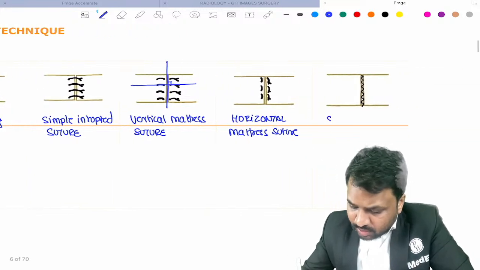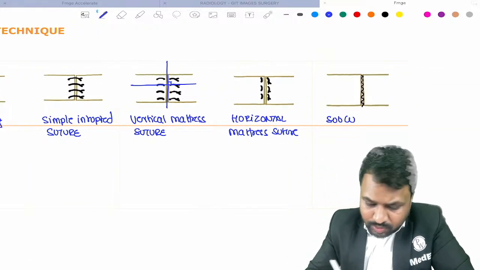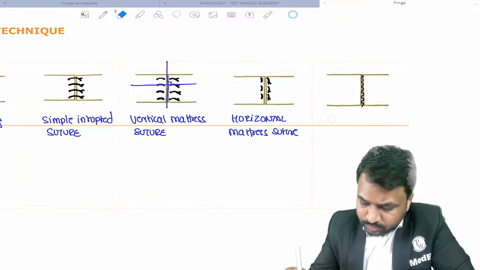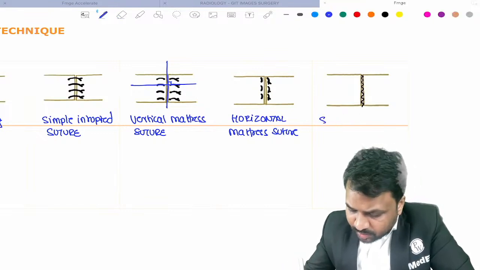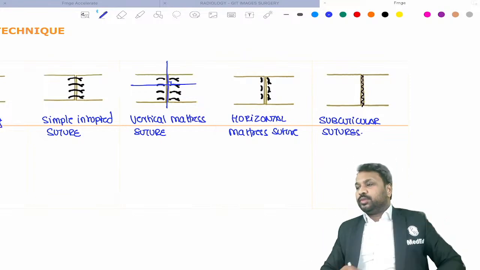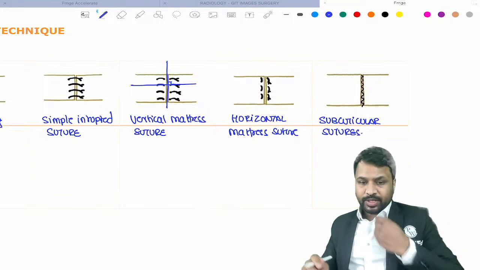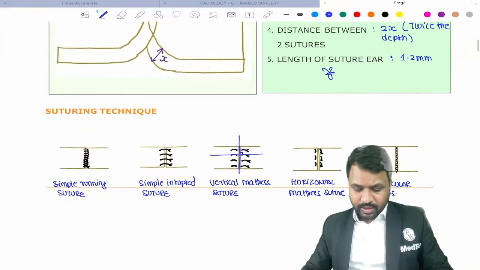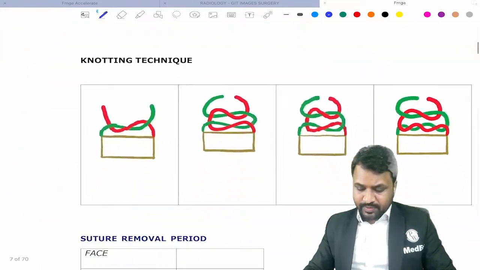And this is your subcuticular suture. This happens to be a subcuticular suture. Now, in terms of best cosmetic outcome, it is the subcuticular sutures that are present, right? So these are the various suturing techniques that we have.